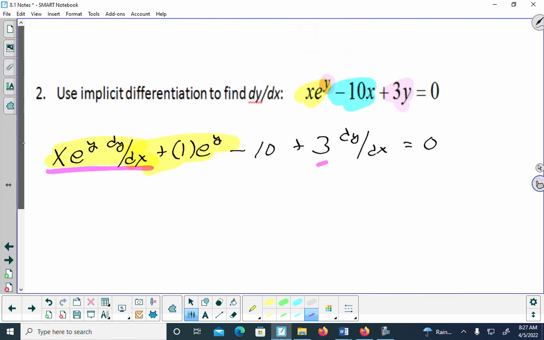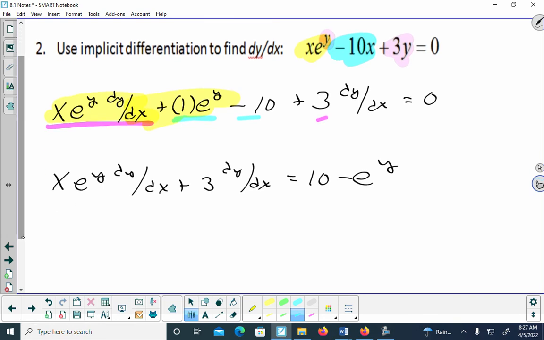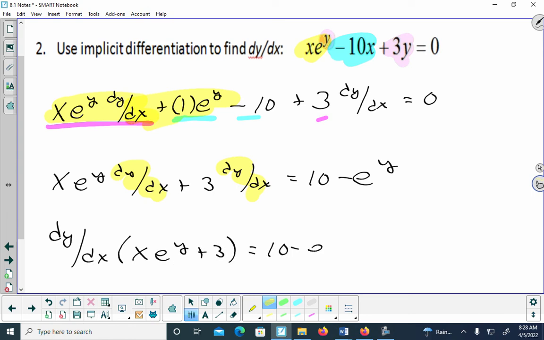So I'm going to leave these two on this side by itself. And then anything that does not have the dy/dx, so this here and this here, I'm going to take to the other side. So I'm going to have 10 minus e to the y. Then I am going to factor out this dy/dx. So dy/dx is equal to the quantity of x times e to the y plus 3, and this is equal to 10 minus e to the y.